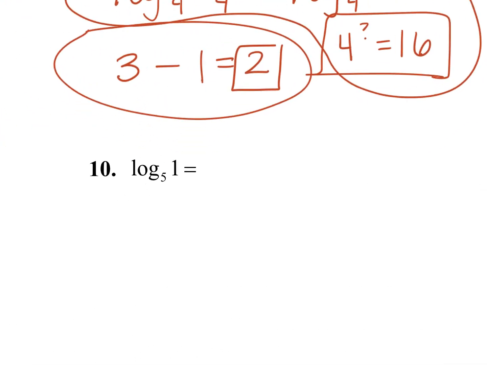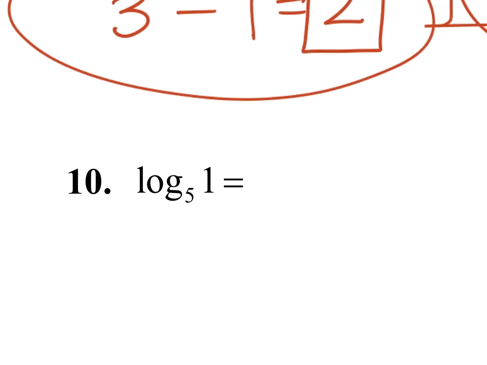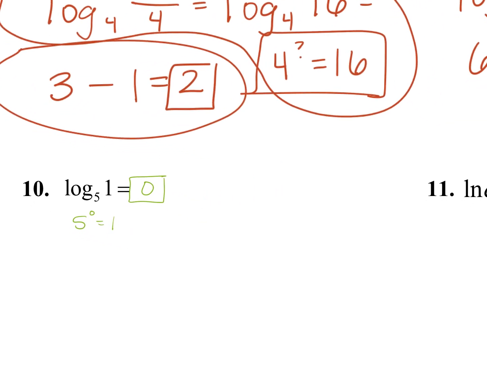Okay, number 10. Log base 5 of 1 is what? 0. 5 to the 0 power is 1. So your answer is 0. Those are nice, huh? Those are real nice ones.